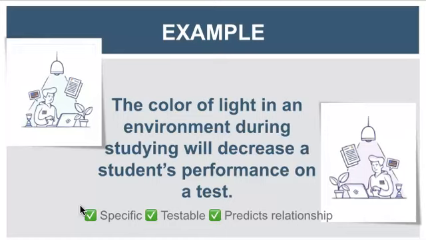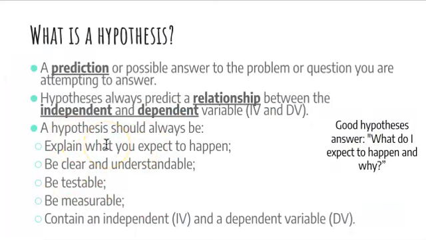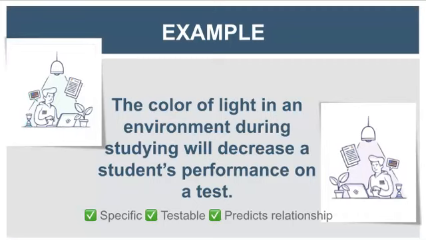And notice how the hypothesis is always going to explain what's going to happen. It's going to be clear and understandable. It's going to be testable. It's going to be measurable. And again, it's going to have your independent and dependent variable. All right. So this example is discussing the color of light in an environment during studying will decrease a student's performance on a test. So this is your answer, right? What you think is going to happen. And so notice how it's specific, it's testable, and it makes a prediction on the relationship, okay?